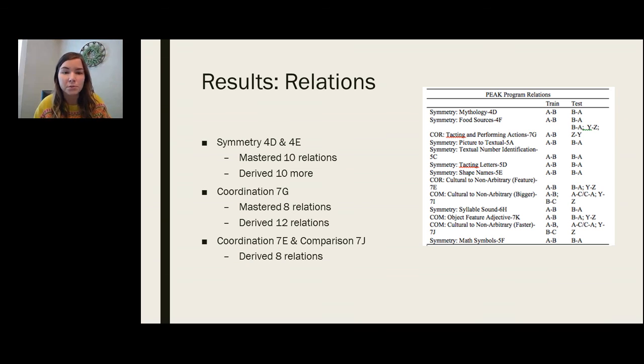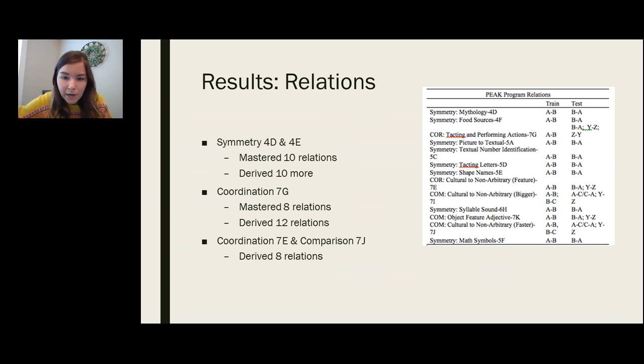And I think that this is really important to think about, how much information she was able to learn that we didn't directly teach. So for example, symmetry 5A, the participant matched pictures to words, textual words. And she was able to derive matching textual words to pictures, which is really impressive because she wasn't able to read according to her parents.